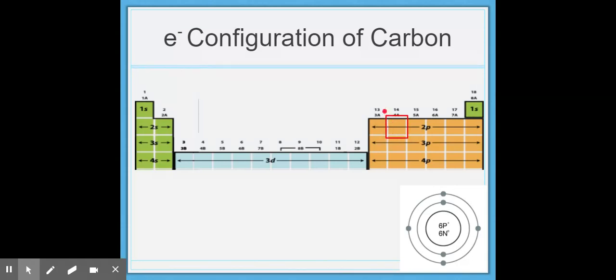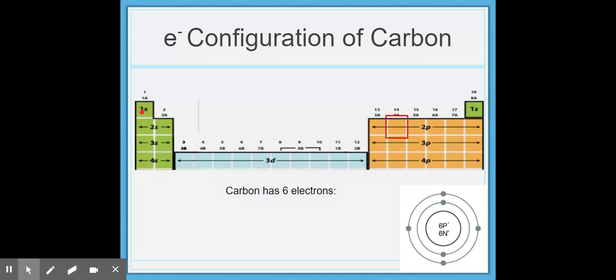But this is where carbon was on the periodic table. All I've done here is take out the numbers on the periodic table and leave in our subshell blocks. Once you do that, all you're really doing is counting boxes. We have 6 electrons, so we want to see where our 6 boxes are.